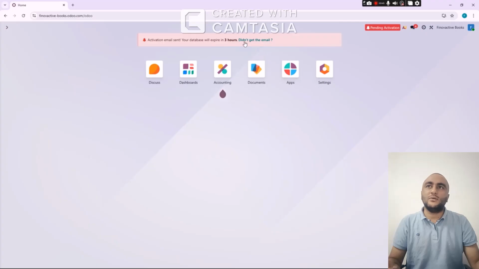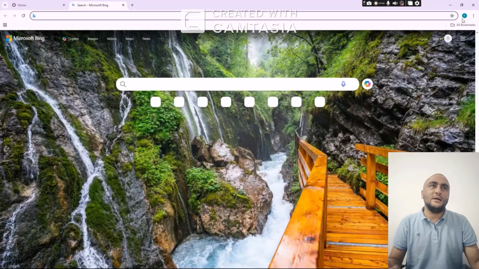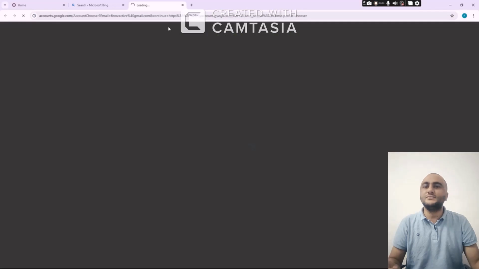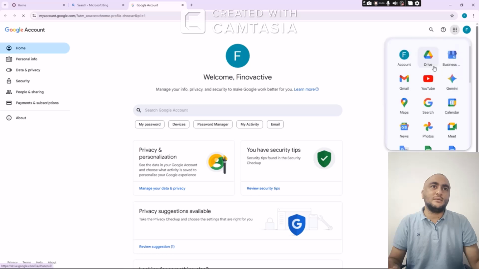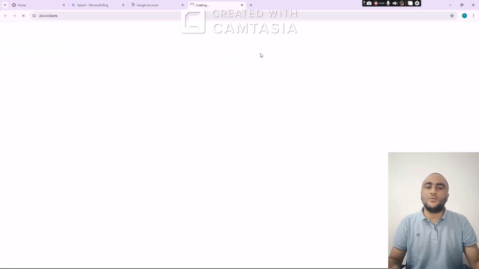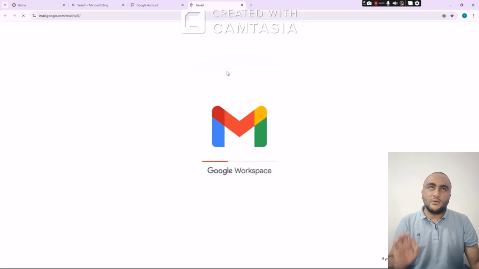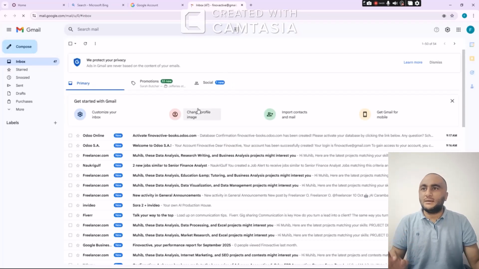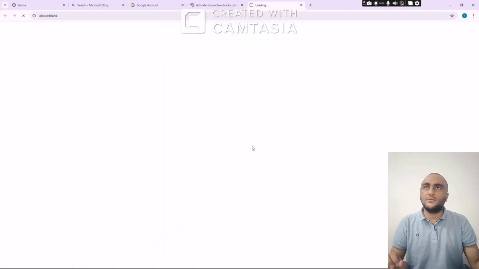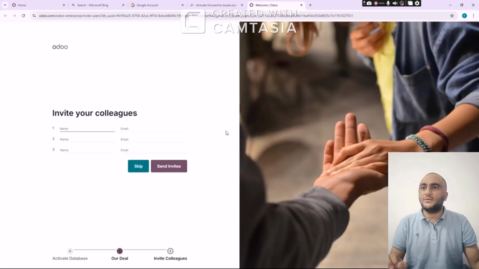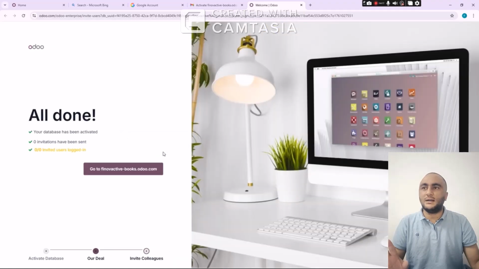So we have to activate our email. If you open your email, you will have an email from Odoo. So I will open my email and accept the invitation from Odoo. That's how our account setup will be completed. In the next video, we will start with the accounting dashboard setting. So stay tuned. Skip the invitations, all done.